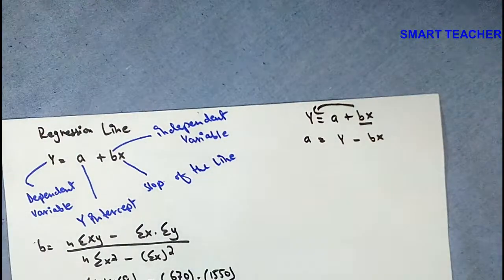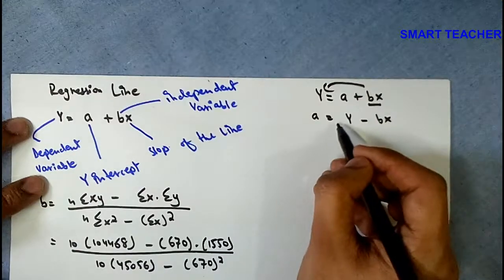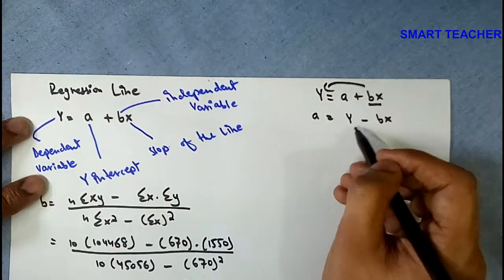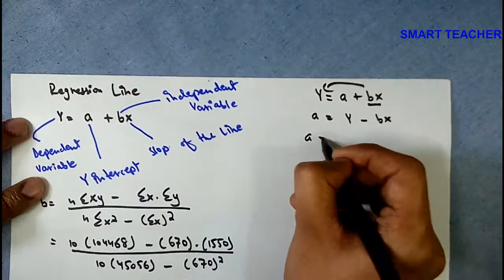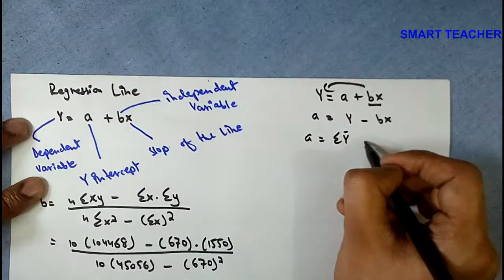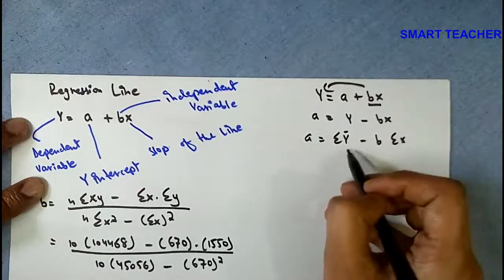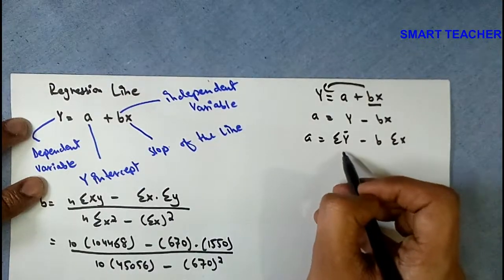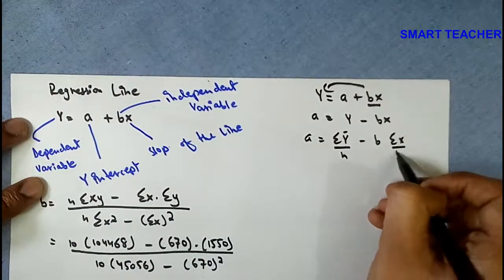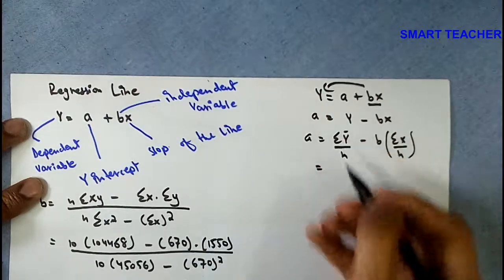Now here, by applying sigma to both sides and dividing by the number of observations, we will get a equals sigma y over n, that is y bar, minus b times sigma x, also divided by the total number of observations. Now put the values in the above formula.